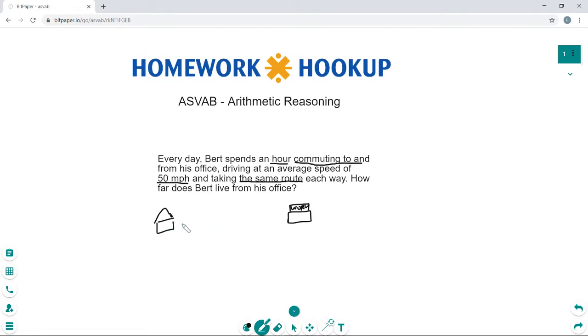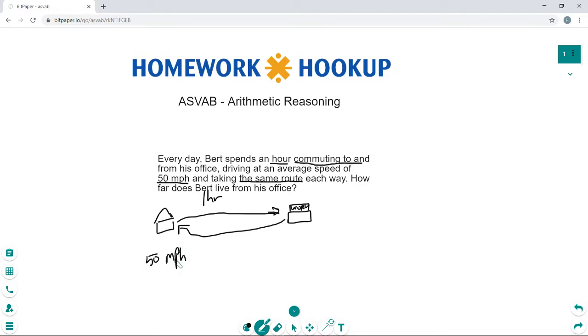And obviously he's going to and from work. So what we need to consider is that he's driving to work, right? And then when he gets out of work, he drives back home. So this whole commute in total is 1 hour, is what they're saying. That's very important to know. So 1 hour. Okay, so the next thing to consider is how fast he's going. So he's going 50 miles per hour, mph.